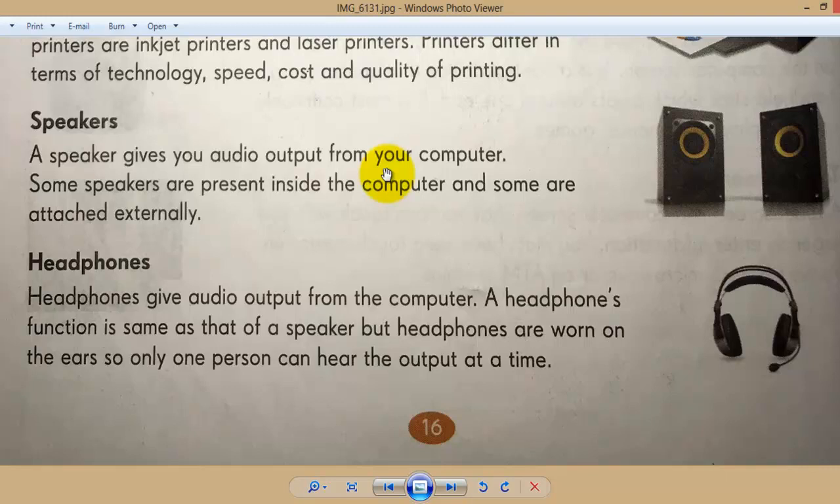After that, the next topic is speakers. A speaker gives you audio output from your computer. Some speakers are present inside the computer and some are attached externally. We all know that in our mobile phone, computer, and TV, these are already embedded with an internal speaker. Internal speaker means the speaker which is included inside the device, and external means when you attach a speaker to your device externally, outside the device.